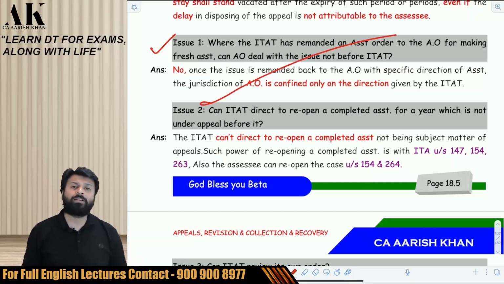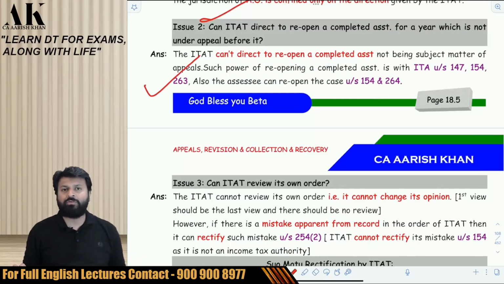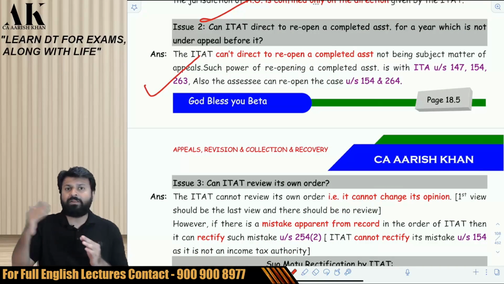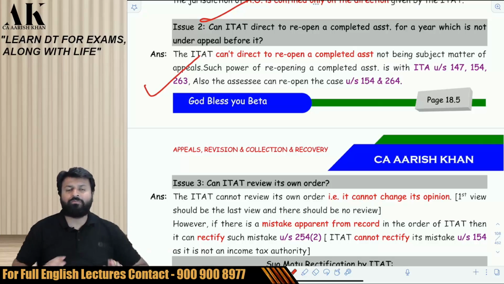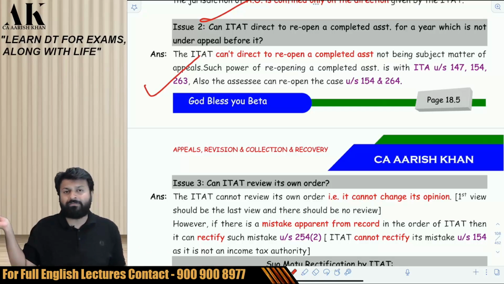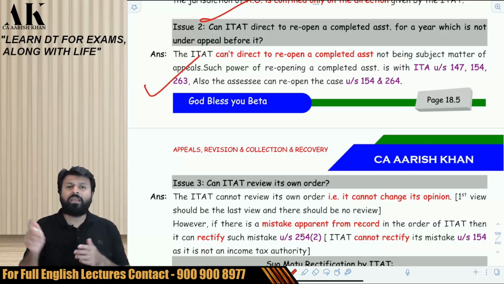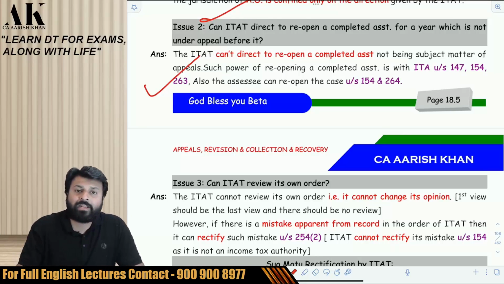He cannot get into other matters. Second, suppose the tribunal has remanded back the case to the AO for previous year 21-22 because the appeal was filed for 21-22. Can the AO reopen the matter for 18-19, 17-18, 19-20, 20-21? The answer is no. The AO has to only open the matter with respect to the year in which the tribunal has remanded back. It cannot reopen for other years.